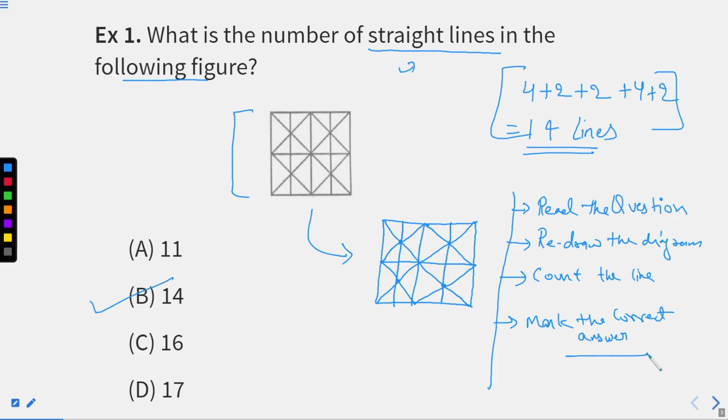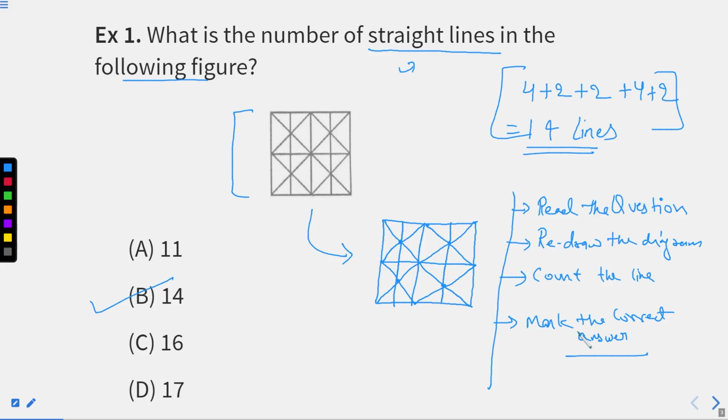I hope you are not facing any problem till here. We have discussed the first question of this chapter where I have explained to you how to approach the solution. You are supposed to read the question well, redraw the diagram, count the number of lines or whatever thing is asked in this question and then mark the correct answer. Make sure you are marking the correct answer because whenever students are in a hurry, they are used to marking the wrong answer even if they find the correct answer, right? So you are not supposed to commit these kinds of silly mistakes while attempting, right?